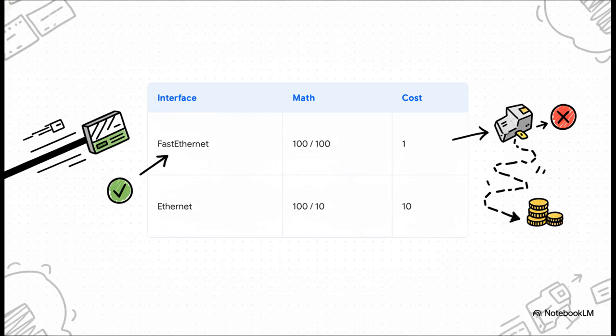If a router has a fast Ethernet interface, which operates at a speed limit of 100 megabits per second, the math is just 100 divided by 100, right? So that results in an OSPF cost, or toll, of exactly 1. But check out the older standard Ethernet interface. It only operates at 10 megabits per second. 100 divided by 10 is 10. The slower road literally gets a toll of 10. So mathematically, the router is for sure going to prefer the faster road because the toll is significantly cheaper.